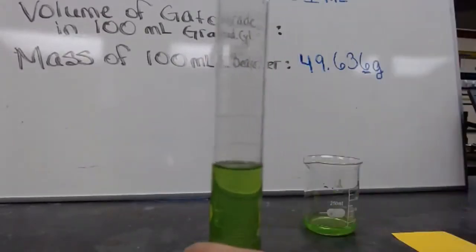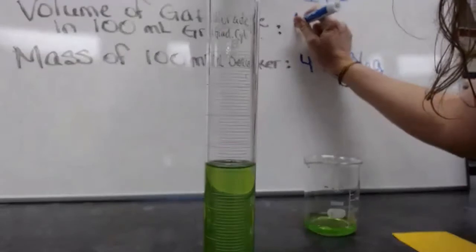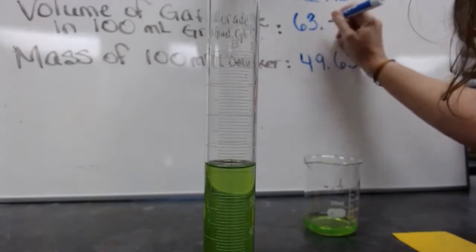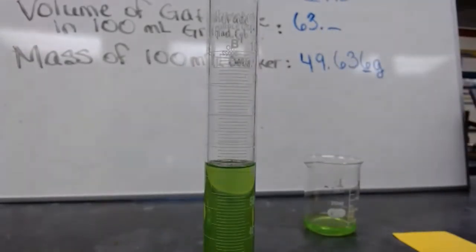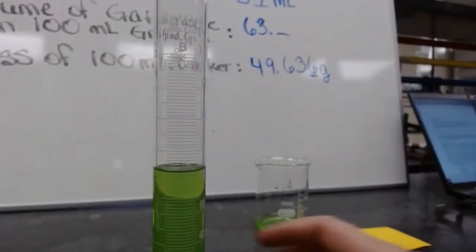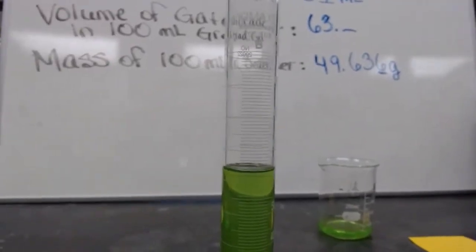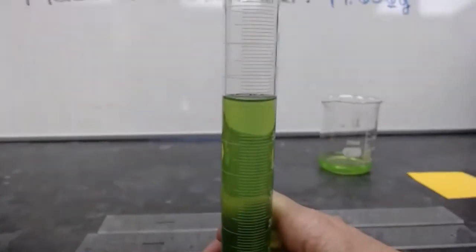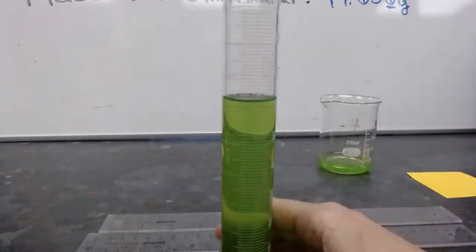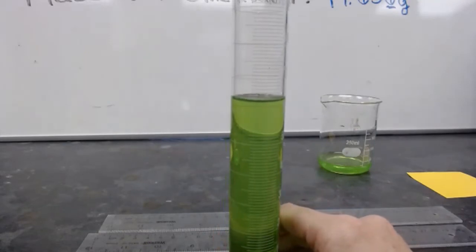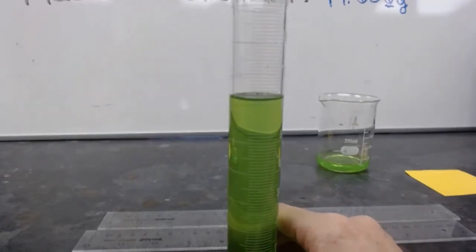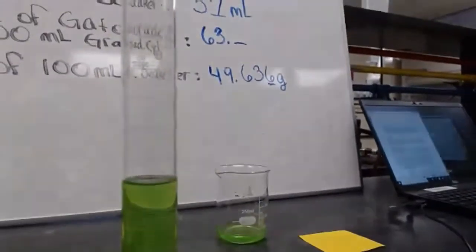So I saw that it was 63, and those are known because of lines. And then I'm going to estimate the next digit, which is the 10th place. So I'm going to just estimate, do I think it is close to the 63, or is it closer to 64? So you want to get eye level with it. And to me, it looks like it's just above 63. So I'm going to estimate that it is 63.2.